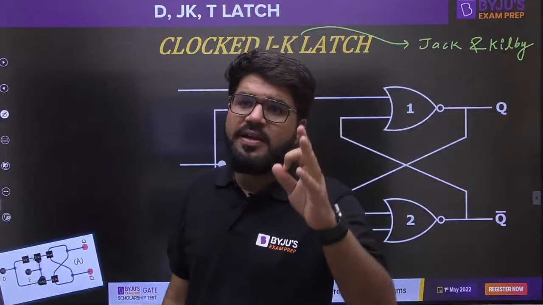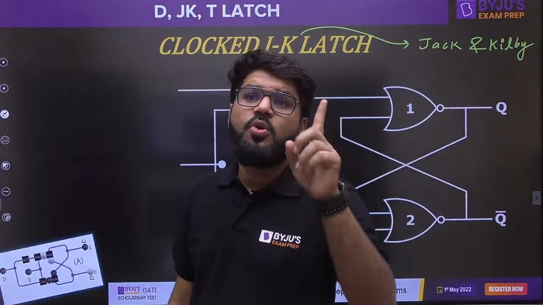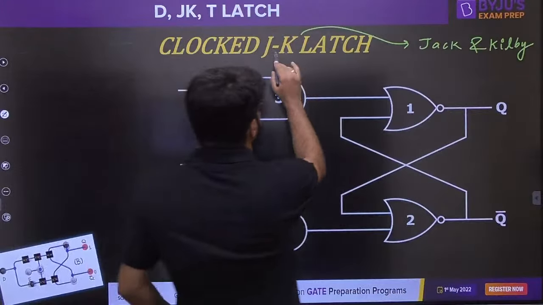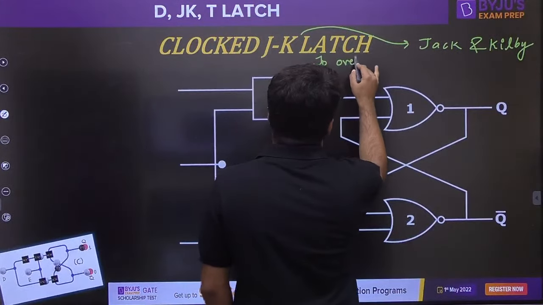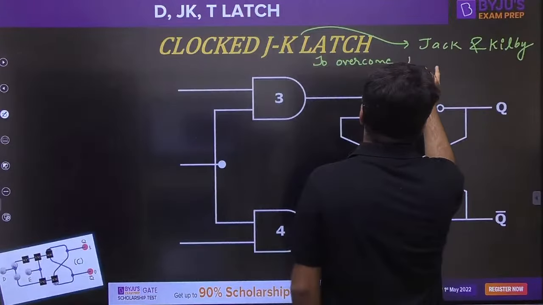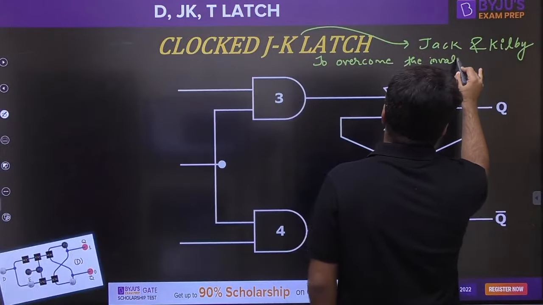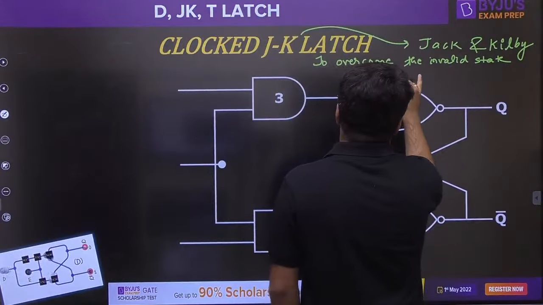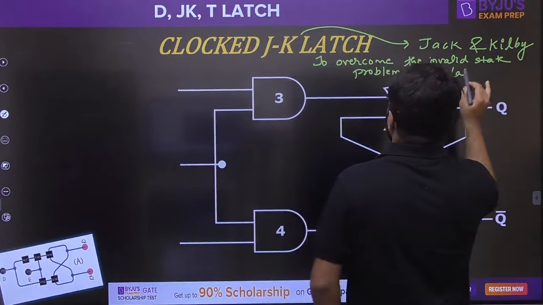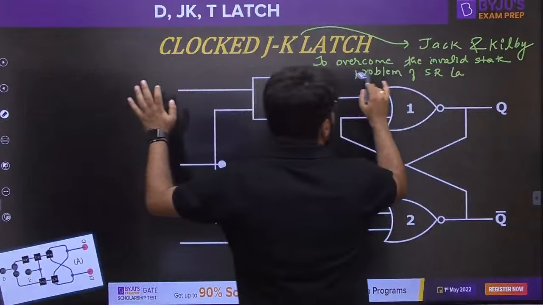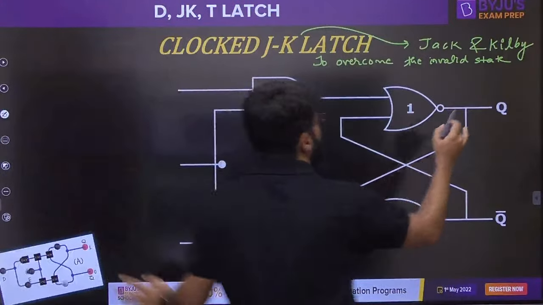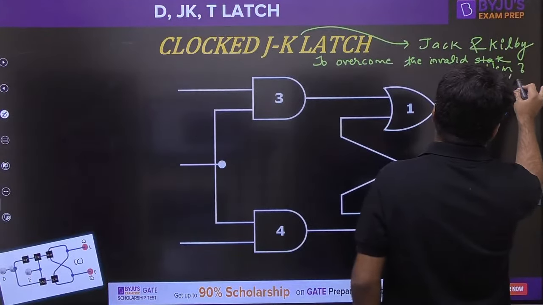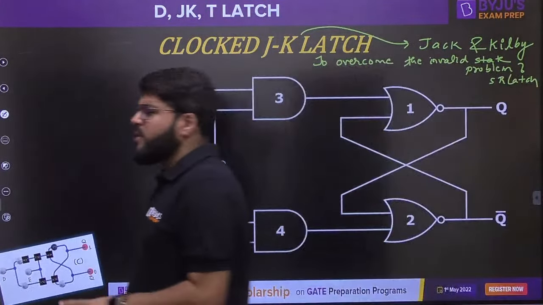To overcome the problem of the SR latch, the invalid state of the SR latch. So the JK latch was first of all considered to overcome the invalid state problem of the SR latch. Actually, let me not write here because I need to modify this diagram. Now, how was it overcome?